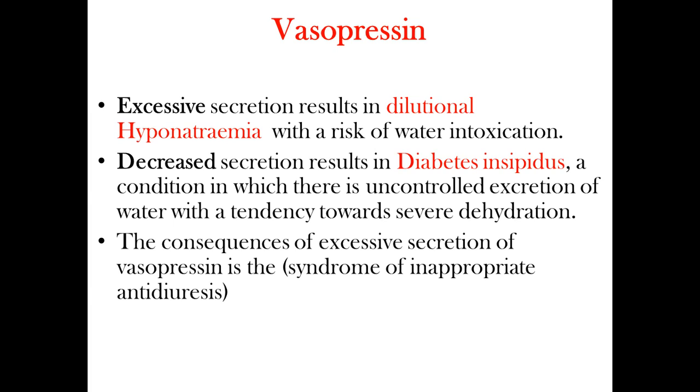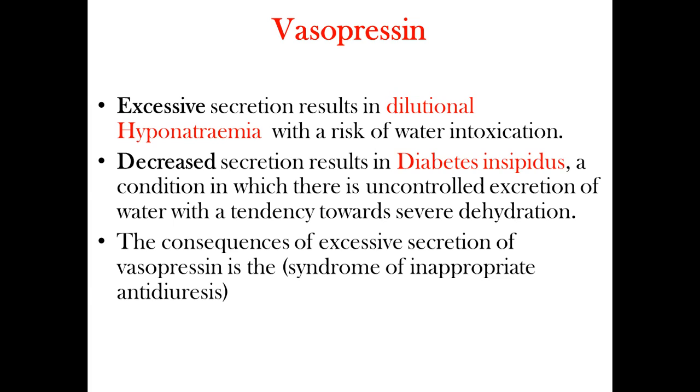Abnormality in the secretion of vasopressin: either we have an abnormal increase in vasopressin secretion, and this will lead to dilutional hyponatremia, in which there is a decrease in the water excretion from the body. It results in dilutional hyponatremia because the sodium will be distributed over a large volume of fluid, and it may also lead to water intoxication.